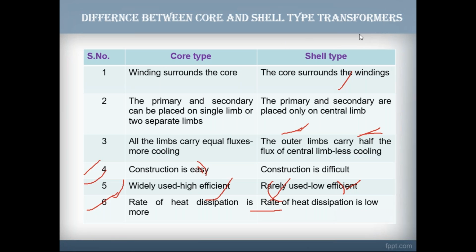Next, this is the most important question for 2 marks or 4 marks. Okay, what are the differences between core type and shell type transformer? First difference, winding surrounds the core. Okay, say surrounds the core, that is, now look, this is core type transformer, winding surrounds the core.